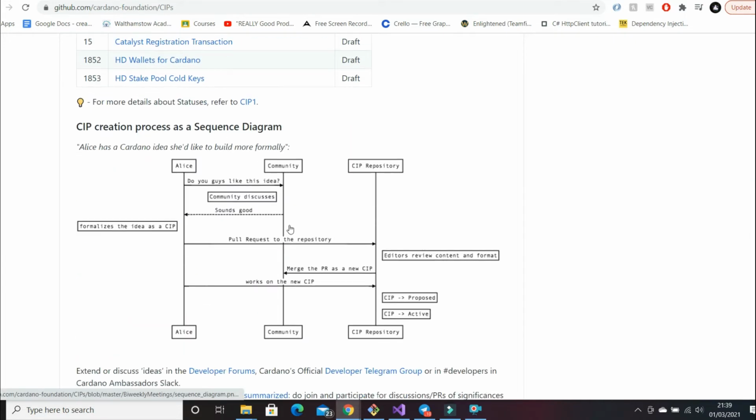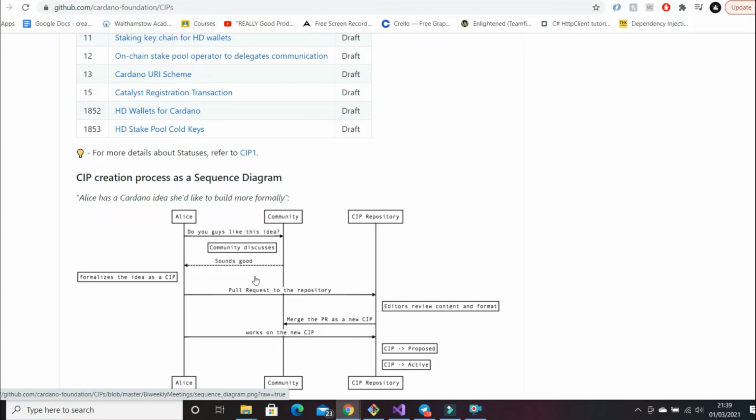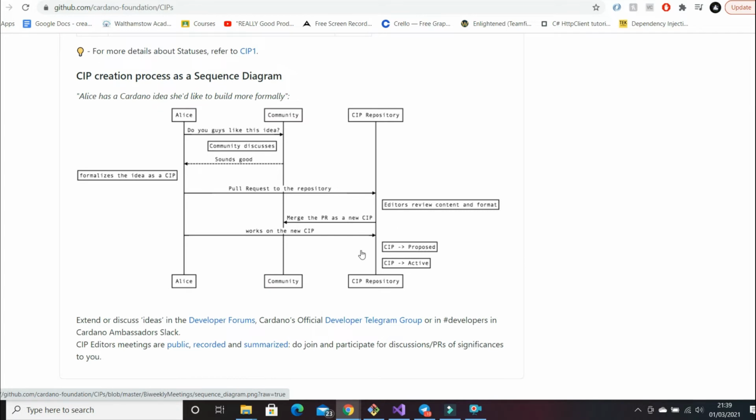The way that these work is there's a flow diagram here. Essentially you formalize the idea as a CIP, so those are right here. Then it goes to the community to discuss: do they like the idea, is it a good idea? If so, then that idea becomes code. That code goes through a pull request, so the feature is being merged into the main branch of Cardano, and then it gets peer reviewed, and once that's all good, they'll approve that merge into the production branch. Then that idea essentially becomes a full feature of Cardano for everyone to enjoy.